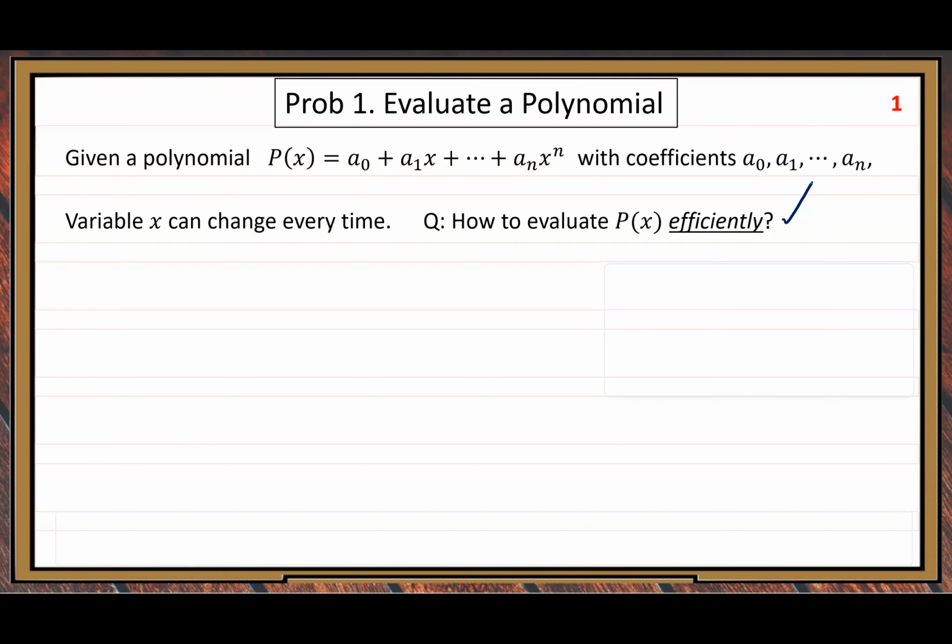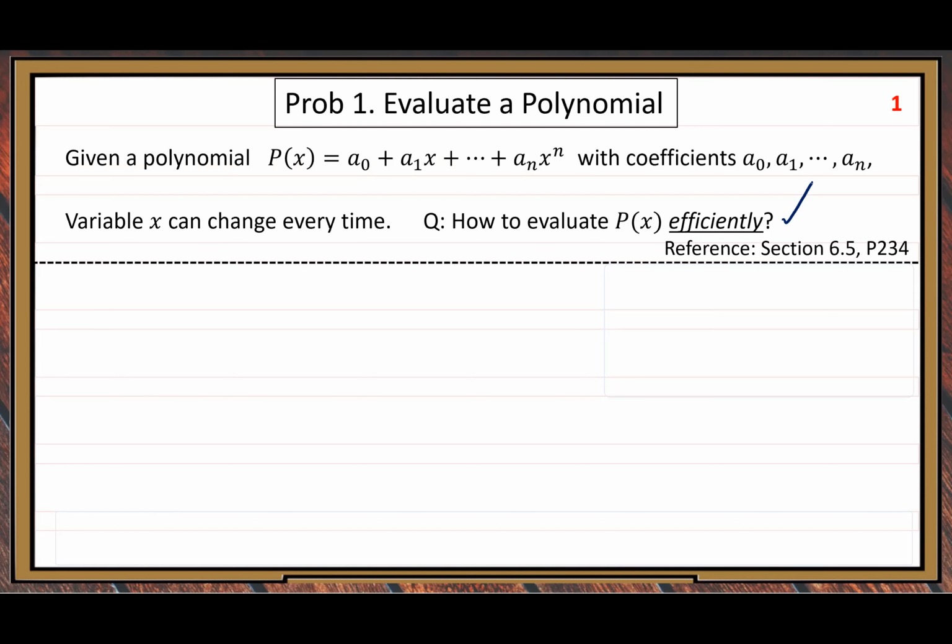What do you mean by efficiently? Very fast. You should do it as fast as possible. Can you find a way to do it in the fastest possible way? That's the most important thing. So let's try to solve this problem.